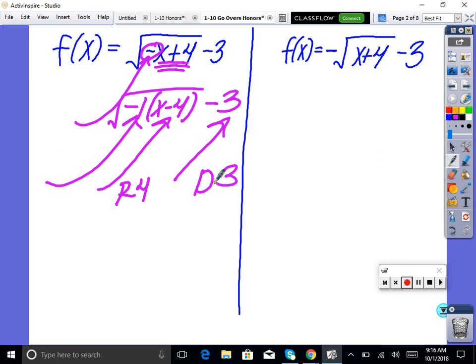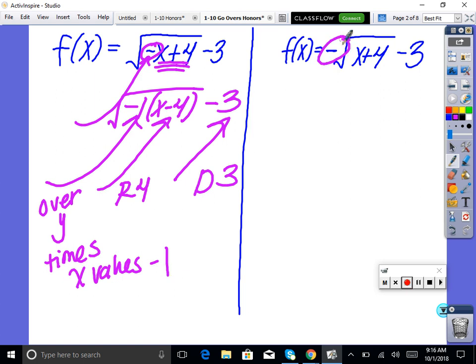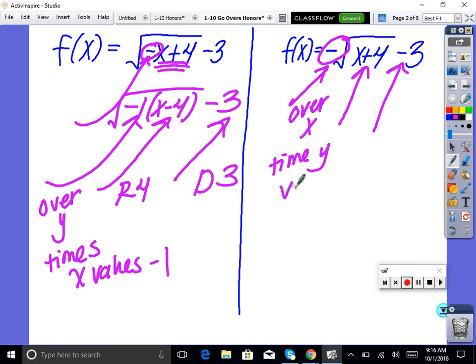There's a difference though, so this one, since it's a reflection over y, we times our x values by -1. But right here, this is a reflection over the x, isn't it? This one is left 4, and this one is down 3. So over x would be times your y values by a -1. Okay, I think we get it. Okay, awesome.